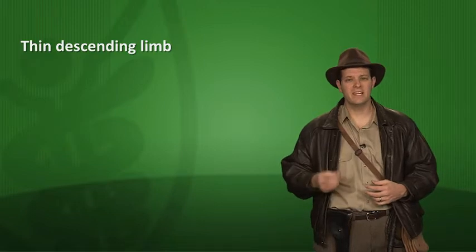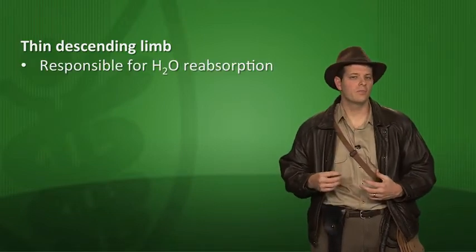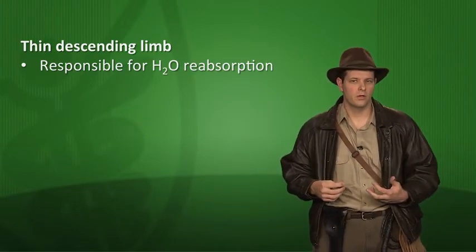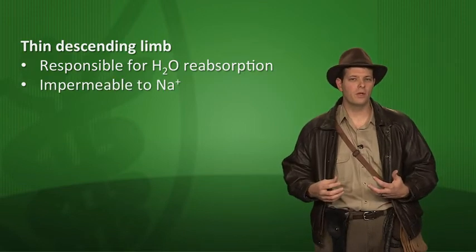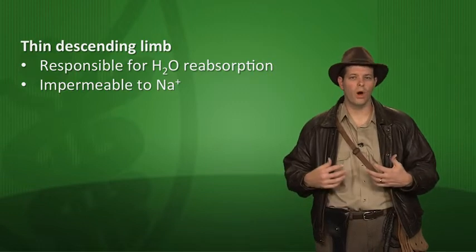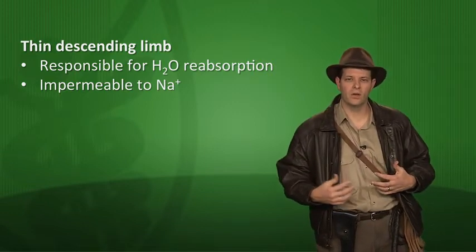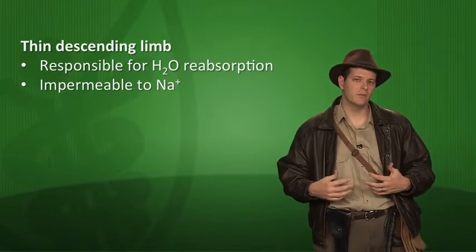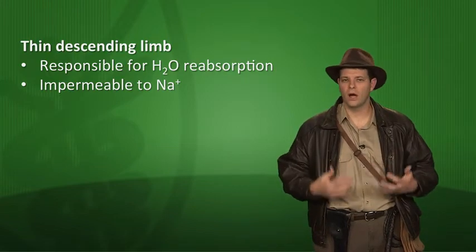There's not a lot to say about the descending limb, except that the thin descending limb is the part of the loop of Henle responsible for water reabsorption. So the thin limb is impermeable to sodium, but the interstitium down there is hypertonic in the medulla. So water is going to follow that osmotic gradient and leave the thin limb, and the luminal fluid becomes more and more concentrated. Then, back in your study guide, let's look at the thick ascending limb.